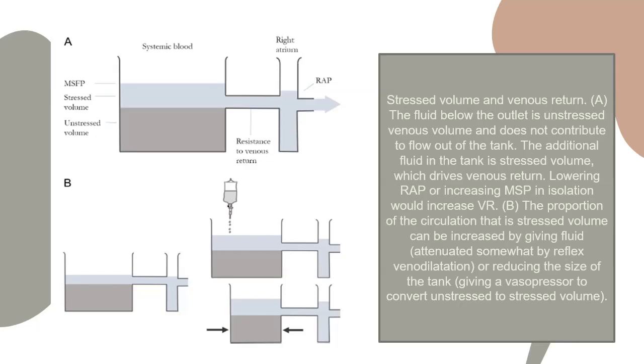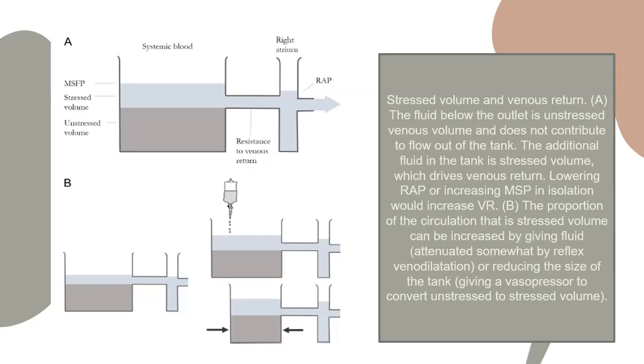Our basis of giving fluid bolus is this: this is the amount of blood in your wings. This is the stress volume. Only this amount of blood is going into your IVC and into your right atrium to become your preload. So when we give a fluid bolus, we increase the amount of stress volume, hence more volume into the right atrium, which increases your preload.